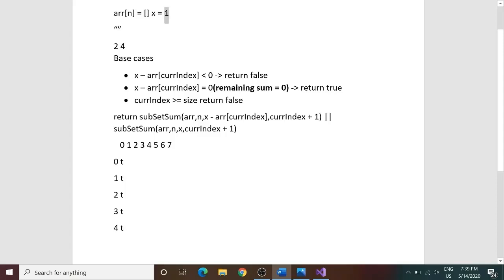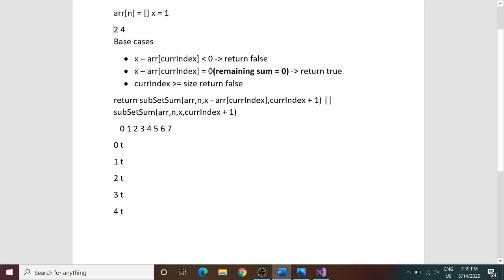Does any of the subsets of an empty set come out to be 1? No, I can never have it. So, what would I be doing? I would be having a false over here.